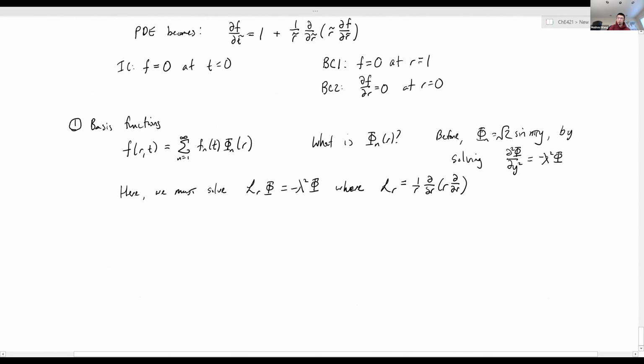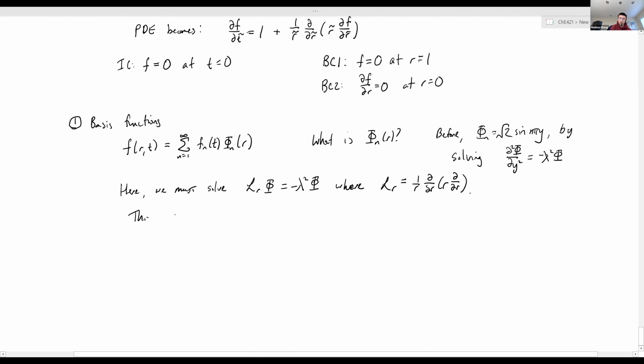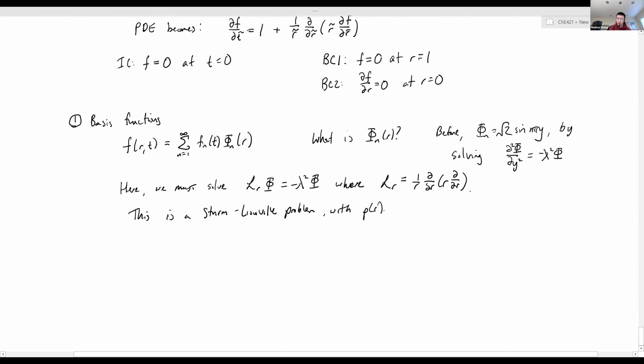So what I'll say is, this is a Sturm-Liouville problem with P of r equal to r, Q of r equal to 0, and W of r equal to r. Okay, so basically, we need to solve an equation that looks like this.